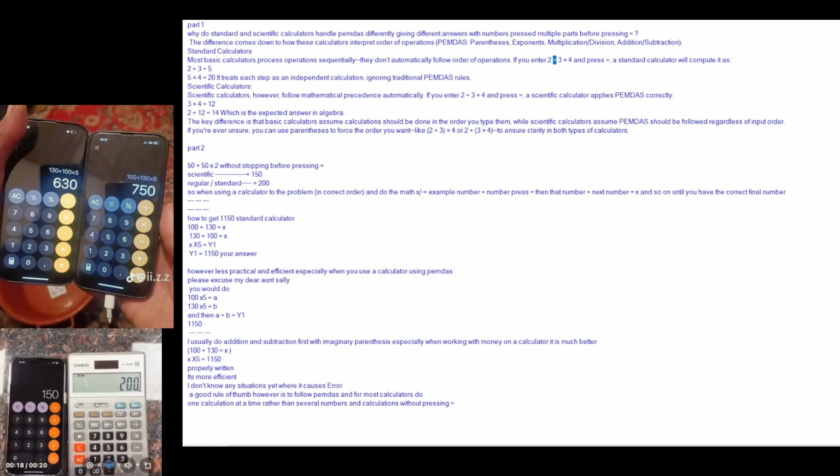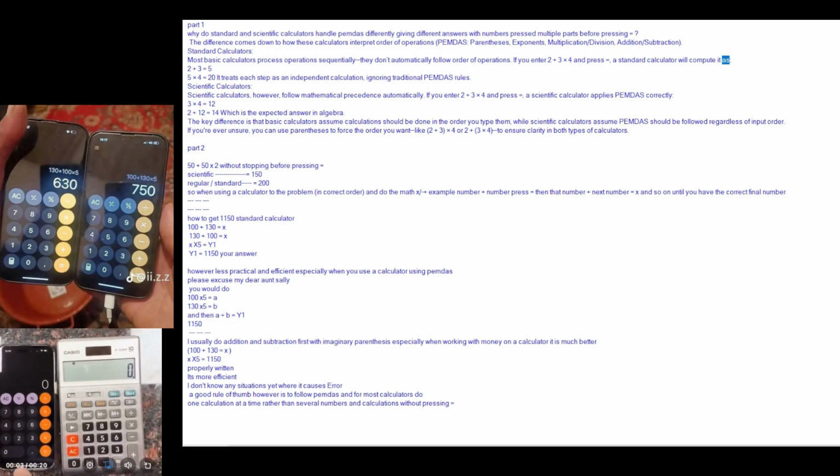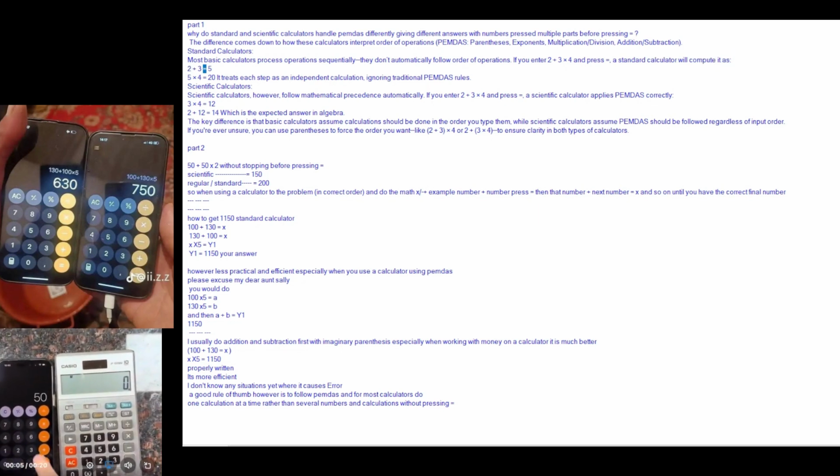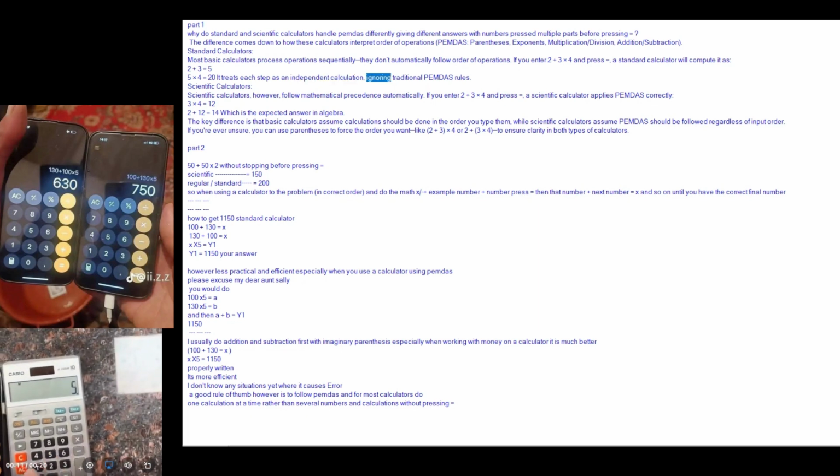If you enter 2 plus 3 times 4 and press equals, a standard calculator will compute it as 2 plus 3 equals 5. 5 times 4 equals 20. It treats each step as an independent calculation, ignoring traditional PEMDAS rules.